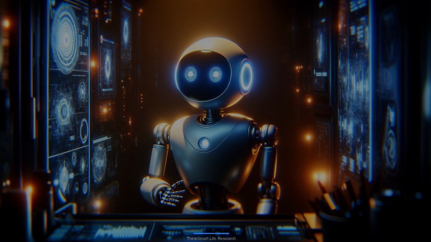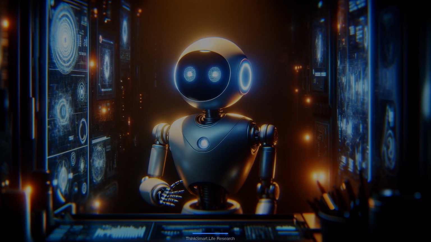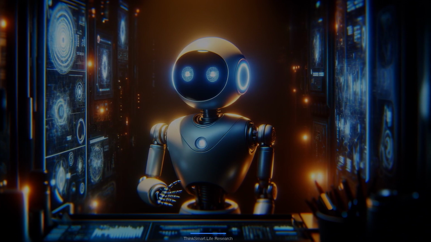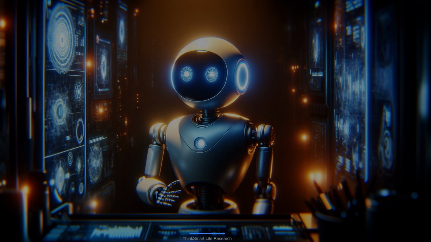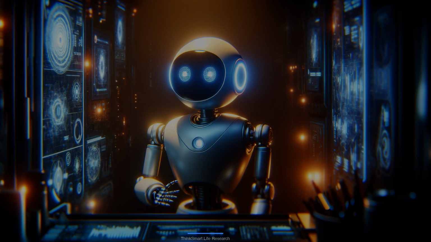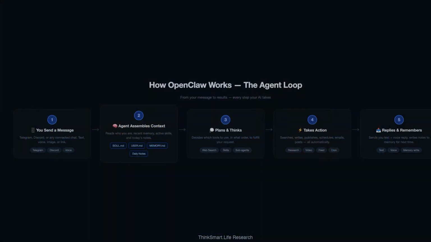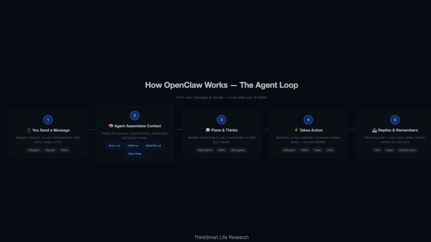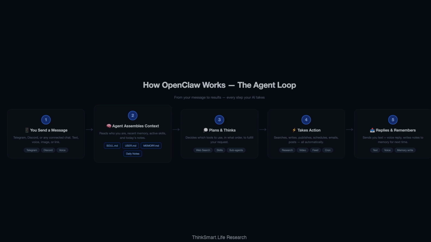Step 3, it thinks. It plans which tools to use and in what order. If you ask it to research and publish an article, it plans: search the web, gather sources, write the article, generate audio narration, publish the HTML, create the video. It figures out the sequence before taking any action. Step 4, it acts. It searches, writes, calls APIs, uploads files, and may even spawn subagents, smaller background workers handling pieces of the job in parallel.